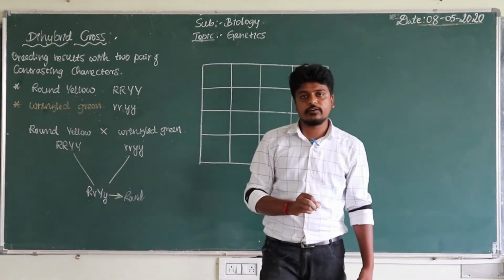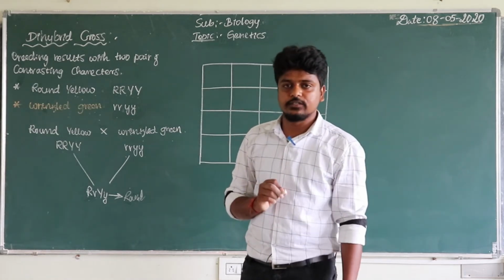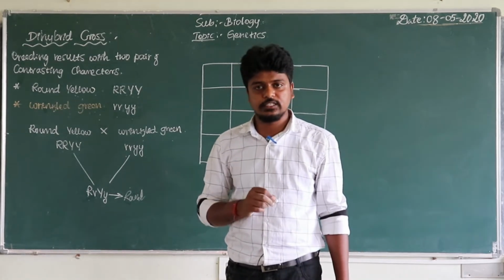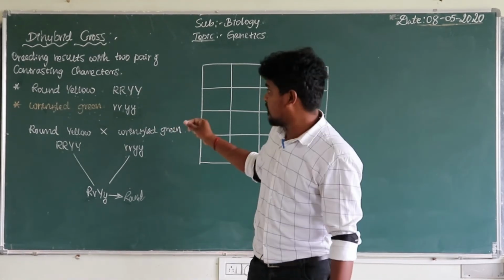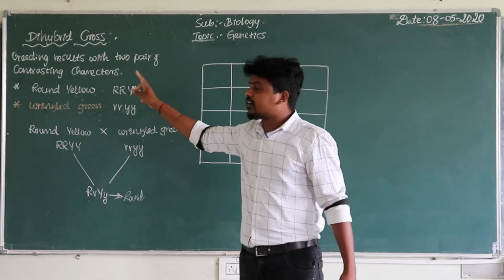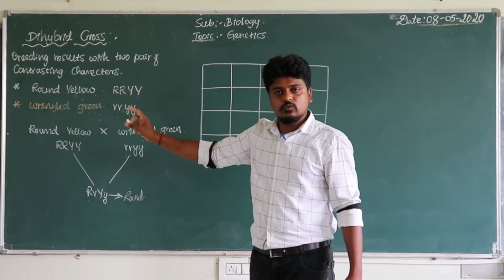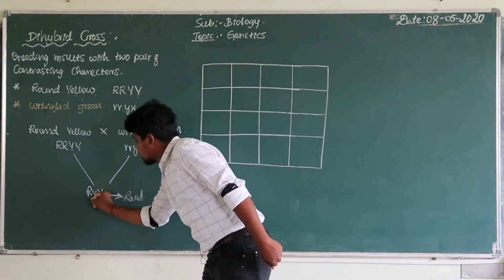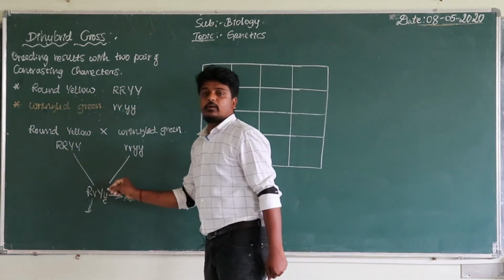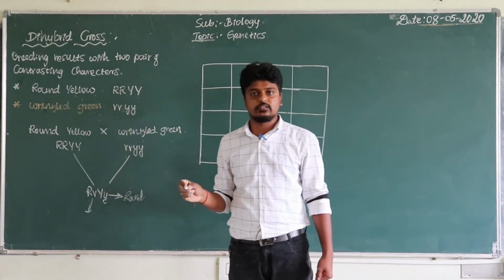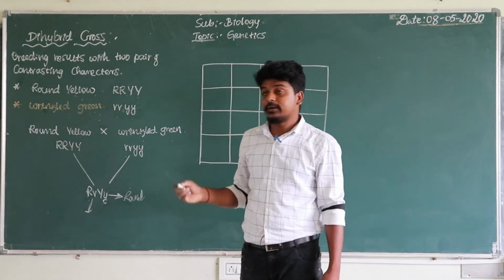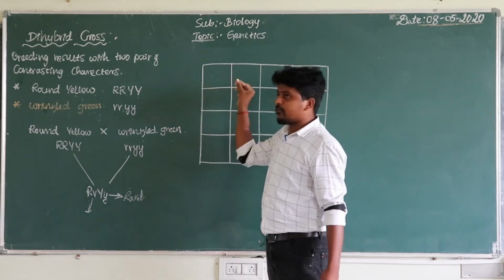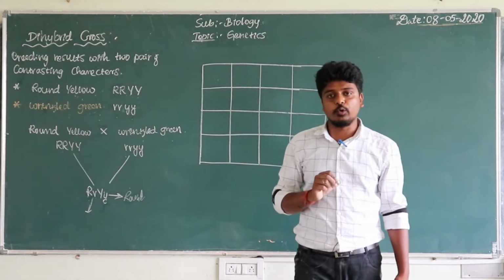If you self cross the F1 generation, have a look. Here we are selecting the pair of contrasting characters. Yes or no? Here we can't solve the same problem as we have solved in the previous class, previous problems. Yes or no? But have a look, with the help of the Punnett box or the checkerboard.